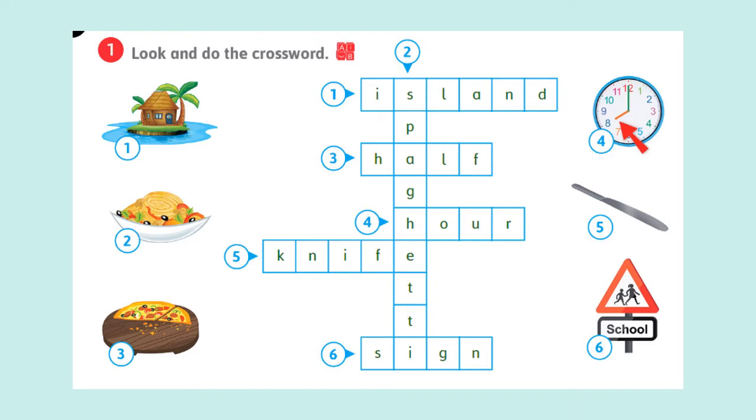Back again. Let's check the answer together. Number 2 is spaghetti. Number 3, half. Number 4, hour. Number 5, knife. And 6, sign. Don't forget to write down the answer on your workbook.